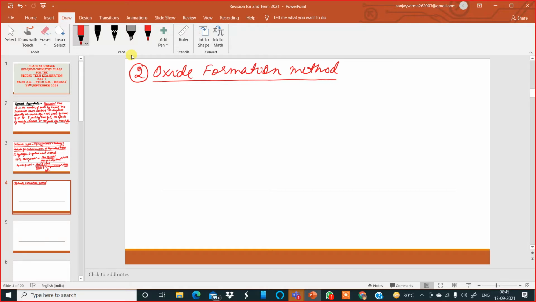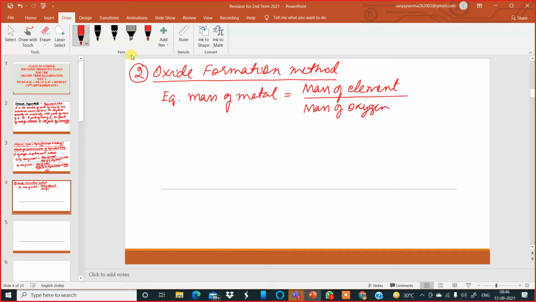So the formula is like this: equivalent mass of metal is equal to mass of element divided by mass of oxygen which is combined, into 8. So you apply this formula and get the equivalent mass of the metal by using the oxide formation method. Okay, that was number 2.